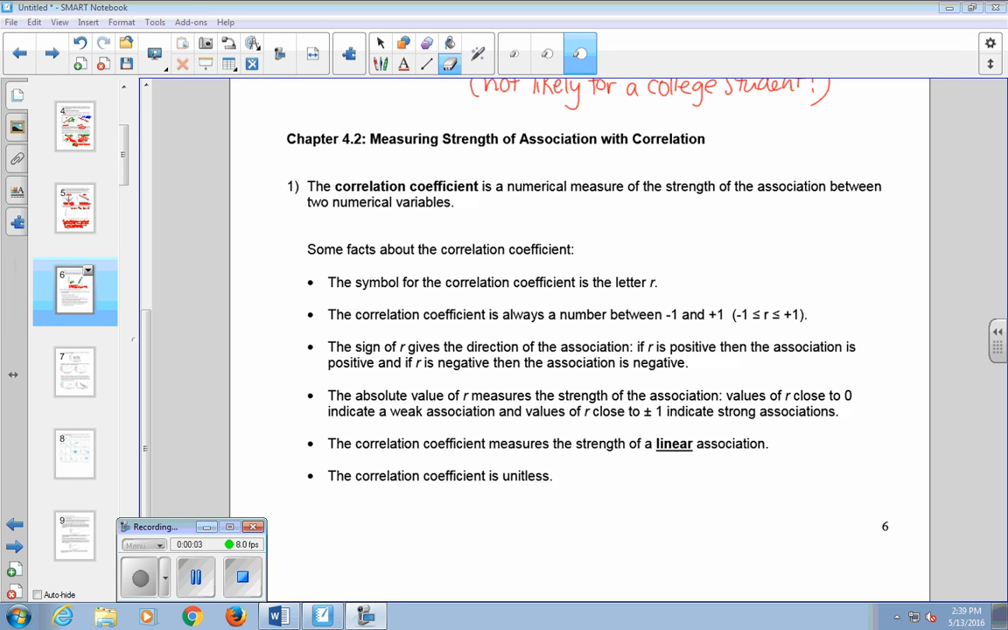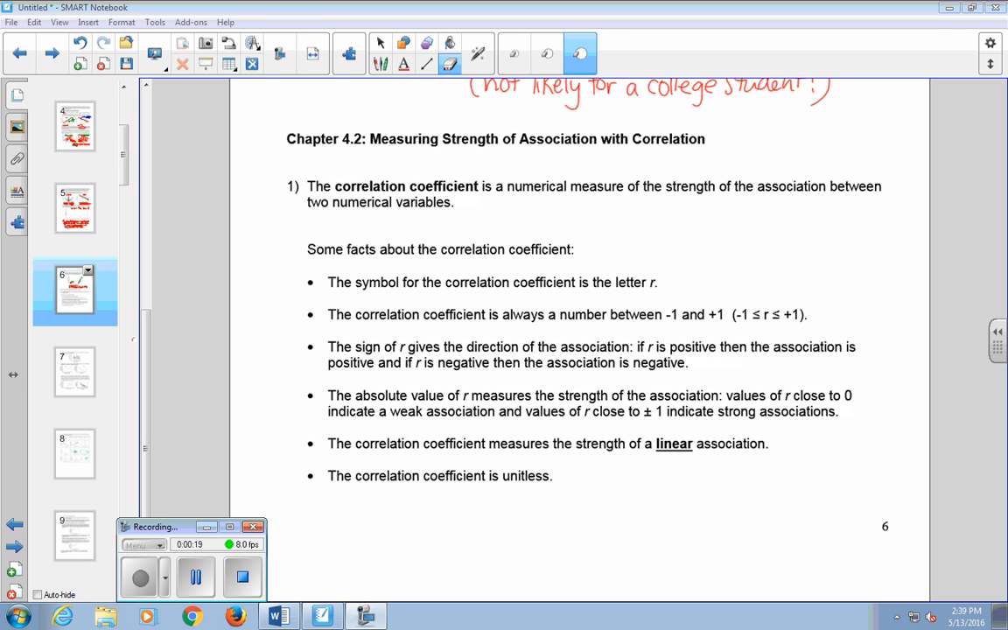Okay, this is chapter 4.2, measuring strength of association with correlation. We're going to look further into quantifying the strength of the association. So number one, the correlation coefficient is a numerical measure of the strength of the association between two numerical variables.